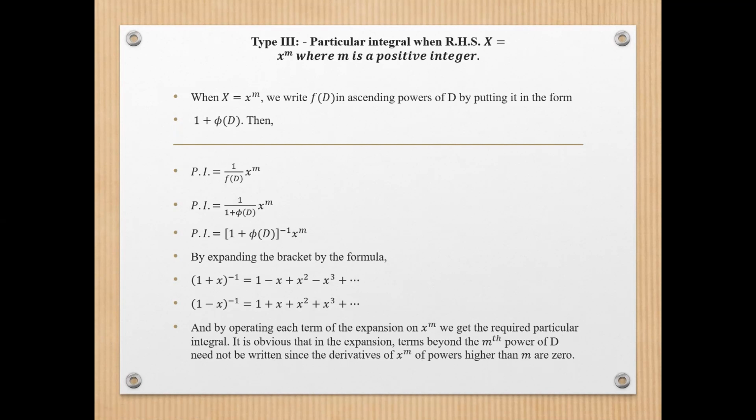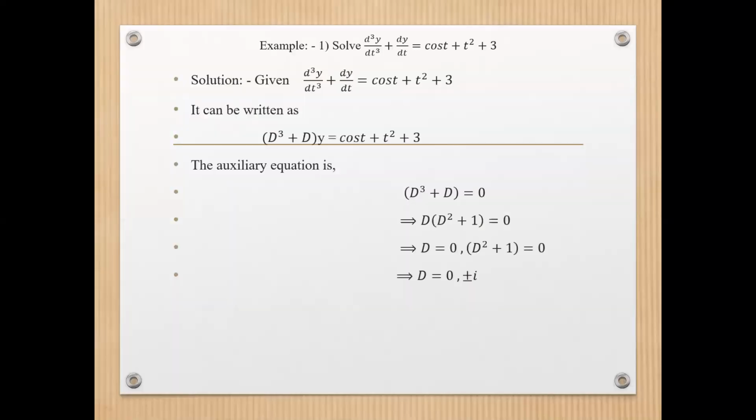In short, we can say the third derivative of x square is 0, the fourth derivative of x cube is 0, and the (m plus 1)th and onward derivatives of x raised to m are 0. This is the small theory related to the derivatives of powers of x. Next, see example number 1.